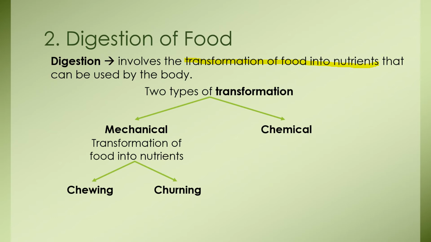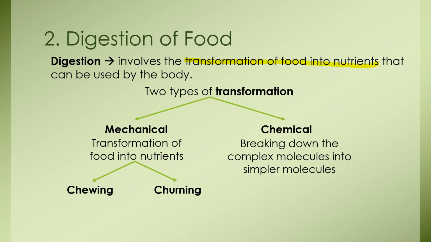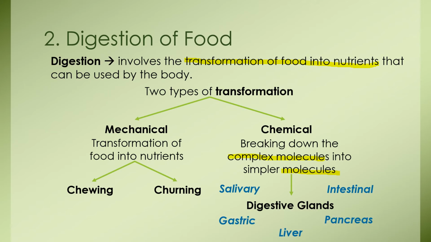I'm going to talk about this in a moment. And chemical is breaking down the complex molecule into simpler molecules. So mechanical is just breaking the food into small pieces. The chemical is more, you break even more. You break the complex molecule into simpler molecules. I'm going to talk about this in a moment. And this is made by the digestive glands. We have 5 digestive glands: the salivary, intestinal, gastric, pancreas, and liver. So we're going to talk about each of them now.